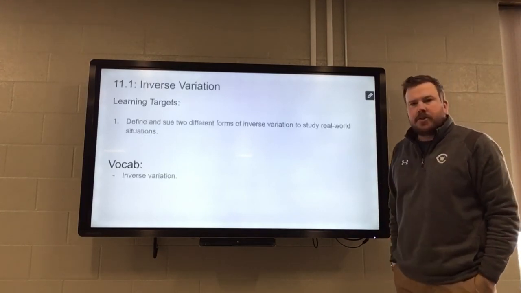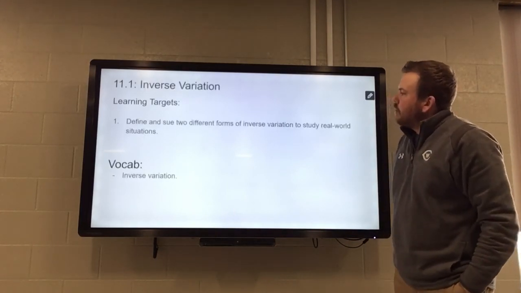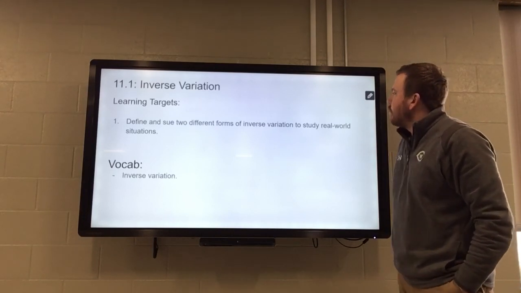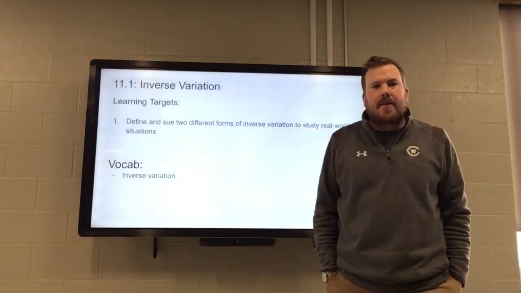So that's all I need you to know for 11.1 for now. We had that one learning target. We defined and we used two different forms of inverse variation to find that missing variable.